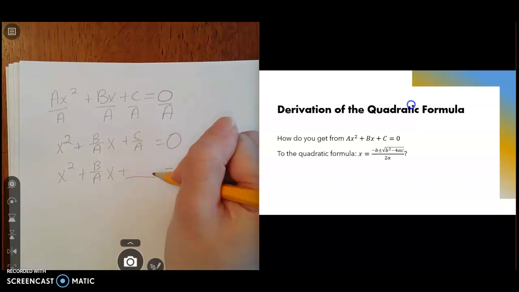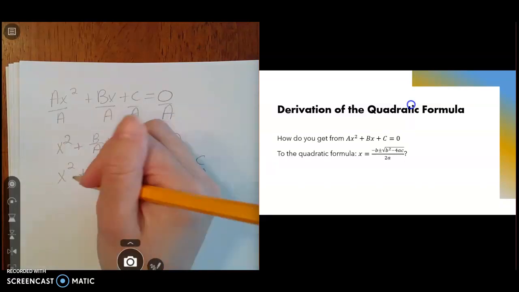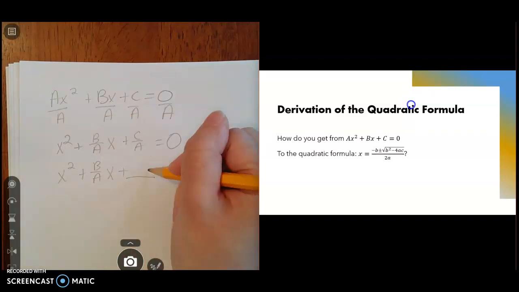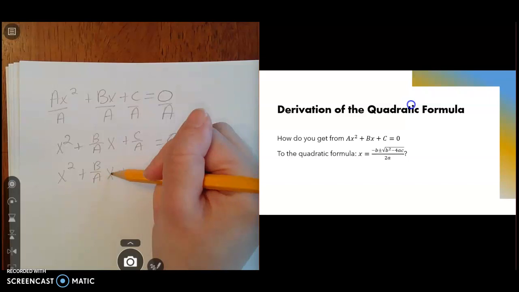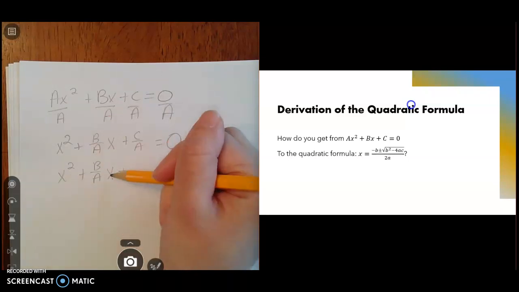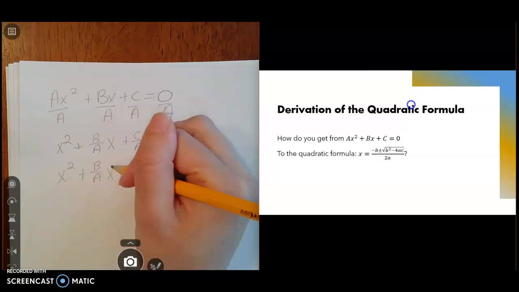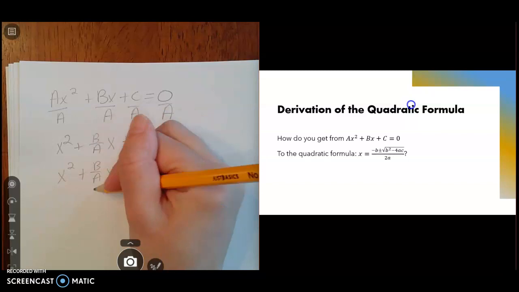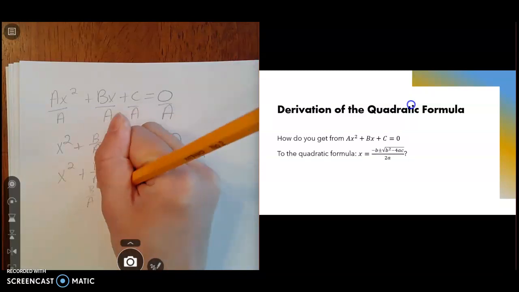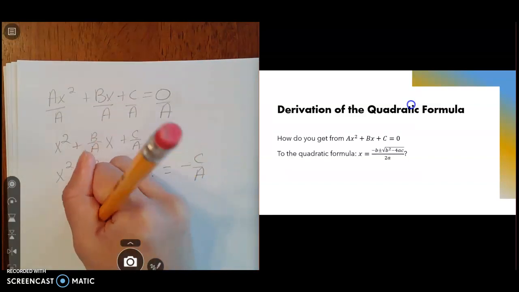Now we need to fill in the blank for the completing the square. So remember, for completing the square, we have that a squared plus 2ab plus b squared format. So the x comes from that x squared. That's my a value. And so to get my b value, my little b, what I'm going to do is take half of this. I'm going to divide this by 2. And b over a divided by 2 would be b over 2a.